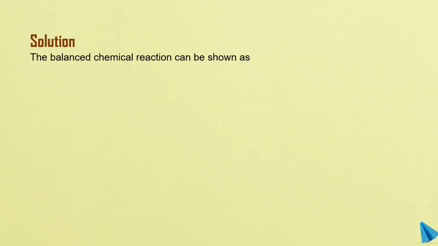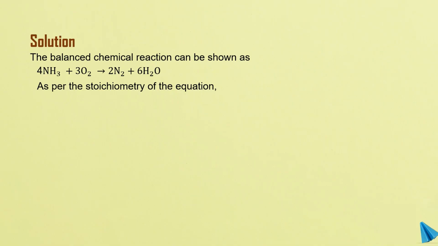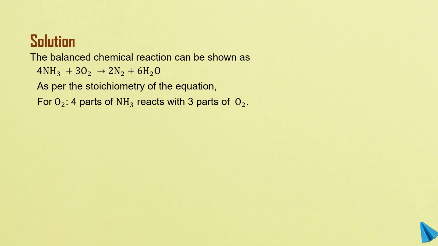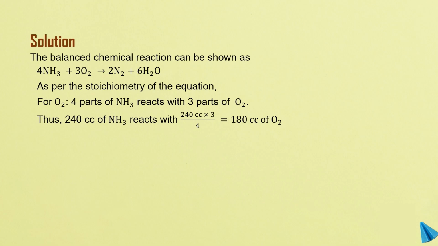The balanced chemical reaction can be shown as 4NH3 plus 3O2 gives 2N2 plus 6H2O. As per the stoichiometry of the equation, we can say that for O2, 4 parts of NH3 reacts with 3 parts of O2. Thus, 240 cc of NH3 reacts with 240 cc multiplied by 3 divided by 4, that is 180 cc of O2.